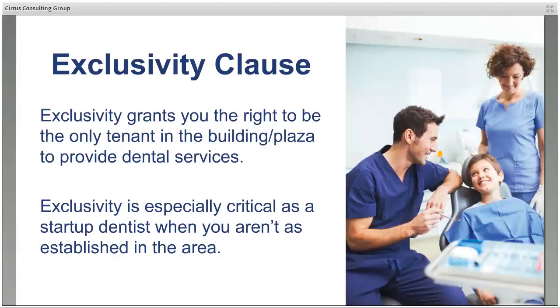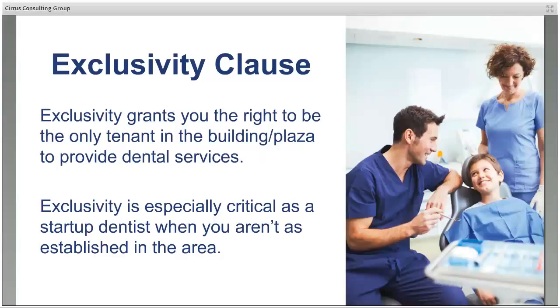Along those same lines, we should look to obtain an exclusivity clause in our lease agreement. What an exclusivity provision would state is that for the life of your lease agreement and any options to renew, the landlord could not move another general dentist or specialist into the building. This is extremely important for most of you who are general dentists and specialists.